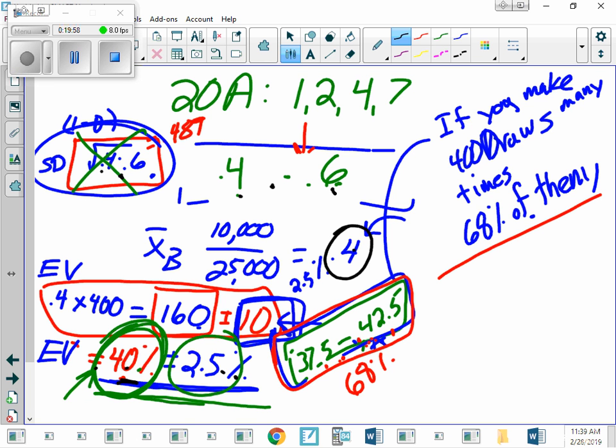And I say, I think 40% of the people in Emory County like Parker, give or take 2.5 percentage points, which means I am 68% sure that the true percentage of people who like Parker is somewhere between 37.5 and 42.5. Okay, everybody understand that? Now, what do you think about being 68% sure? It's not very good. So what should we do?